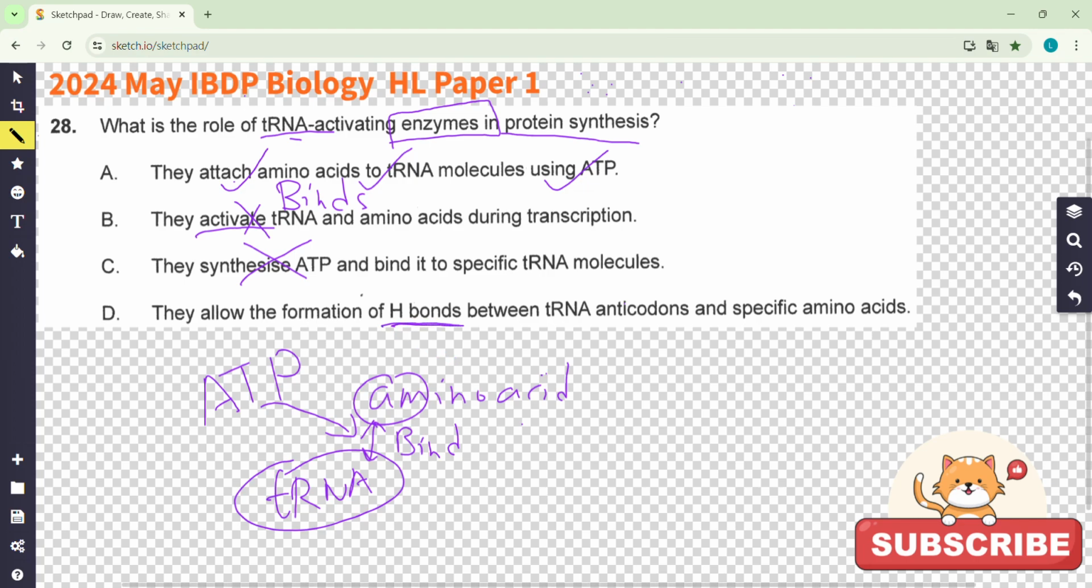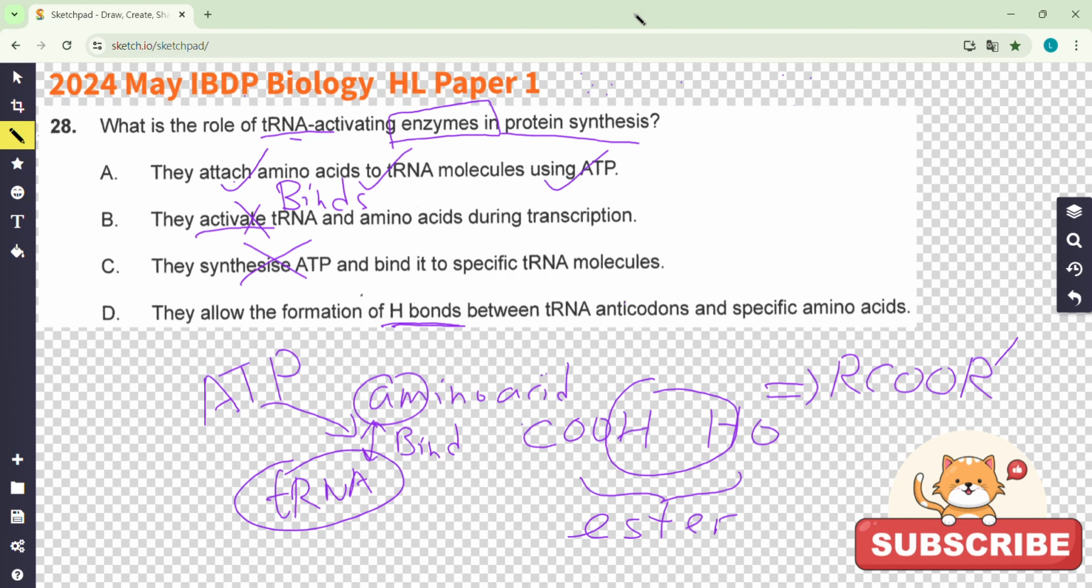Hydrogen bond. What is the bond between amino acid and tRNA? They should bond together in a covalent way, right? A stronger bond. The amino acid has a COOH, tRNA has some hydroxyl group, and then they join together, and we call this kind of bond an ester bond. COOR, forming an ester. The hydrogen bond is too weak. They should have some covalent bond joining them together.